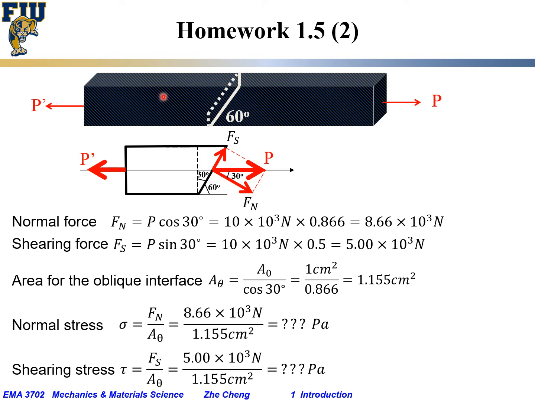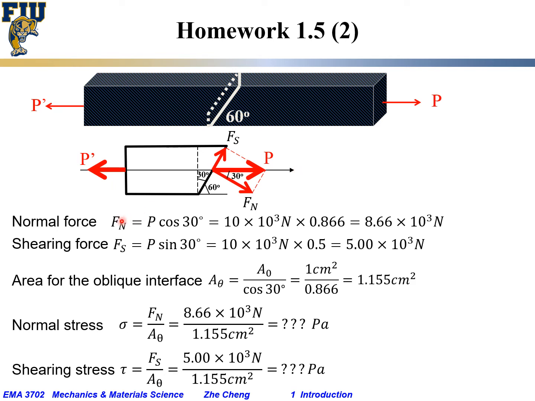Okay, so here I copied our schematic, and then I have a side view for one part, let's say the left part. We would have P as a centric force, but then the P could be resolved in the normal direction and in the shearing direction. So if this angle is 60 degree, then the angle from the normal to the axis would be 30, because 30 plus 60 would be 90. So the angle from the normal of that oblique interface and the horizontal axis would be 30 degree.